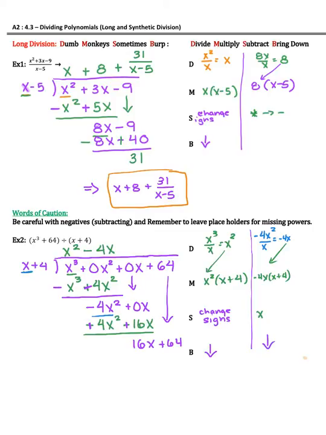And I'm going to go one more time. So we are dividing the first term by x. So we're dividing 16x divided by x is 16. So this becomes a plus 16. And then we multiply 16 times x plus 4, which gives us 16x plus 64, which means we have no remainder. So what does this all mean?